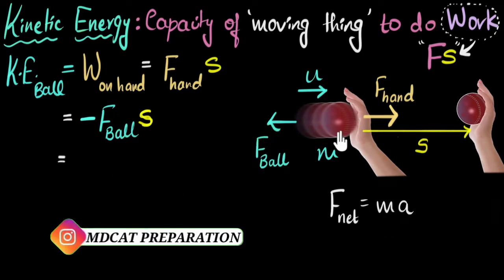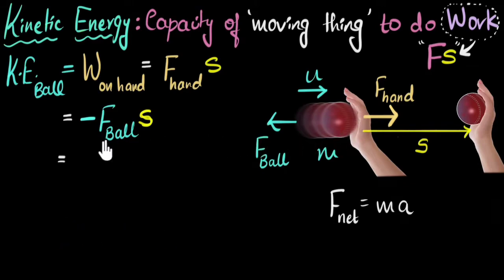This is the net force acting on the ball. There is no other force acting. So I can say the force acting on the ball should equal the mass of the ball times the acceleration of the ball. And we have the displacement. Okay, fine. Is this my final answer?